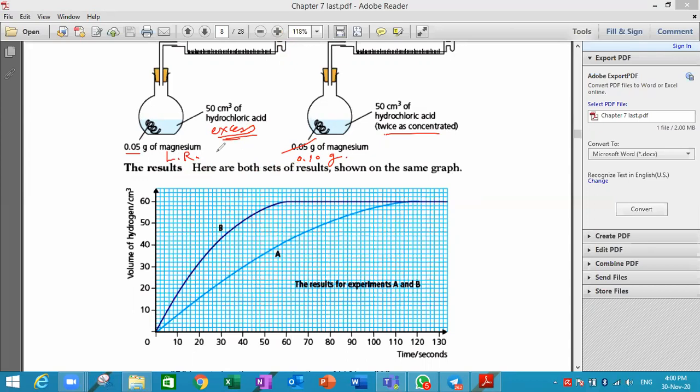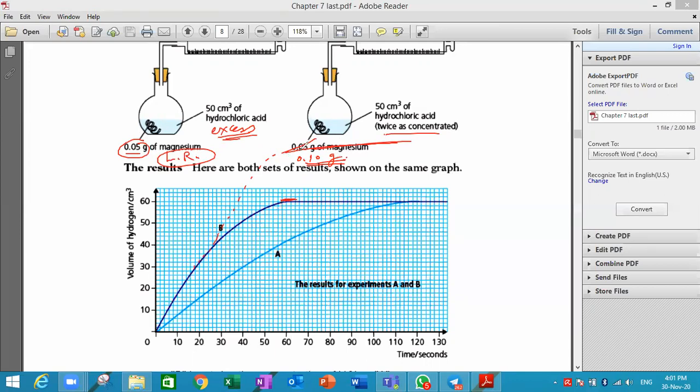Yes, of course, it will differ. It will be double the volume. Why? Because magnesium is the limiting reactant. Limiting reactant means that when it finishes, the reaction will stop, isn't it? So when it was just 0.05 gram, the reaction stopped at this volume. But if I increased the mass to 0.1, it means that I doubled it. We will see that the reaction rate not only increases, but also we get a volume that is double the volume at the beginning.